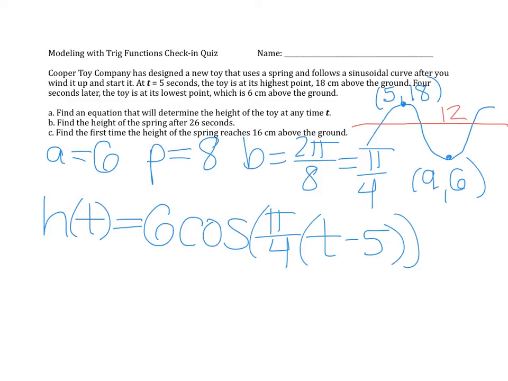And then when you're identifying vertical shift, what I would do is just use the midline. Don't use the max or the min, because these values are affected by both vertical shifts and vertical stretches. The midline is only affected by a vertical shift.